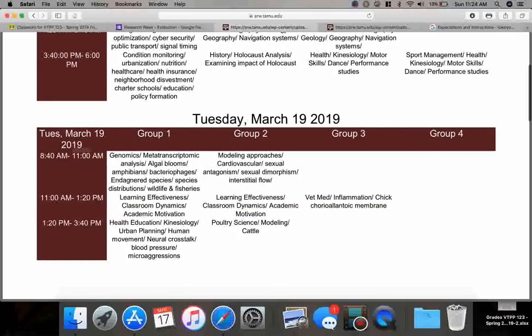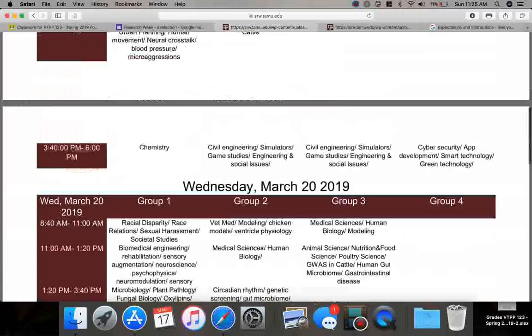If you look at group 2 on Tuesday, March 19th, 8:40 to 11 a.m., modeling approaches, cardiovascular, interstitial flow. Sounds a lot like our program, so we probably have a lot there. Also right here, inflammation, chick membrane, vet med, okay? So the 11 to 11:20 group 3 one sounds like ours as well. Blood pressure, also potentially one that deals with our class and the biomedical research certificate program ones.